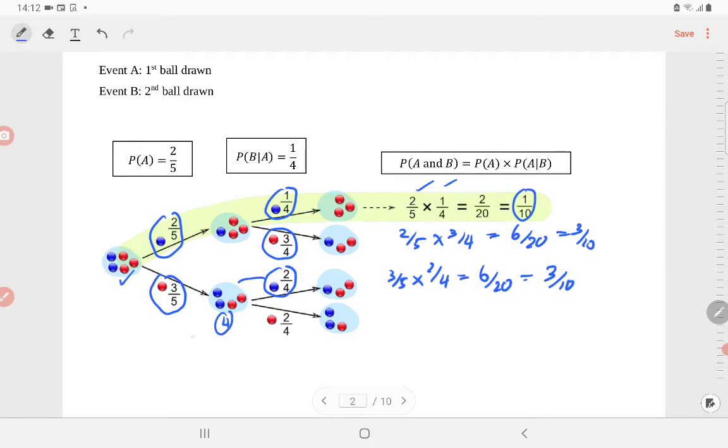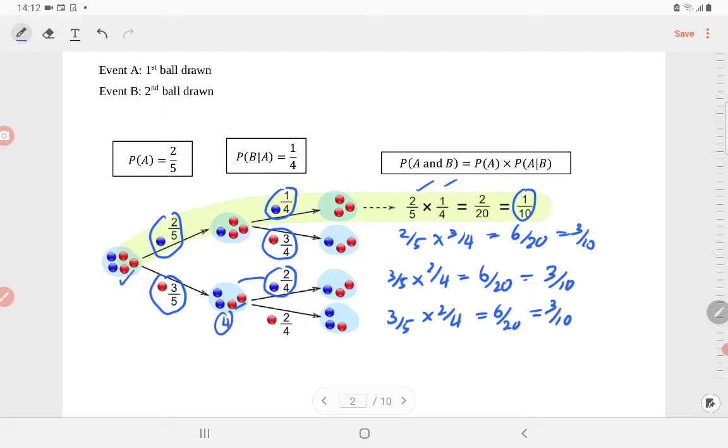So in this case, the last one, your chance of a red ball is 3/5 times taking out a red ball. And now what's the chance of getting another red ball? There's only 2 red balls out of 4. So it's 2 out of 4. So it's going to be 6 out of 20 as well, which is 3 out of 10.